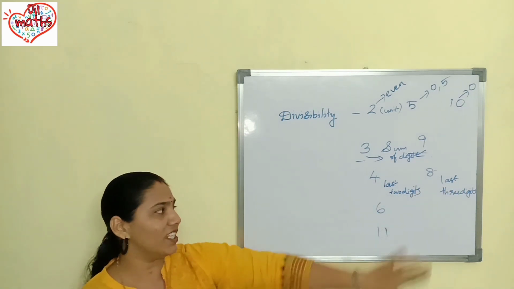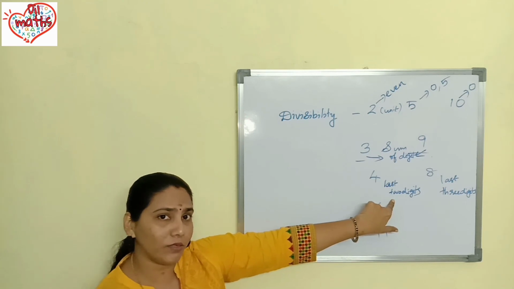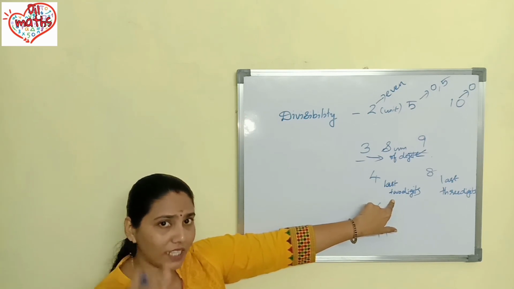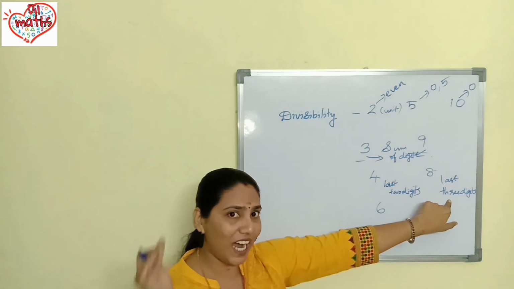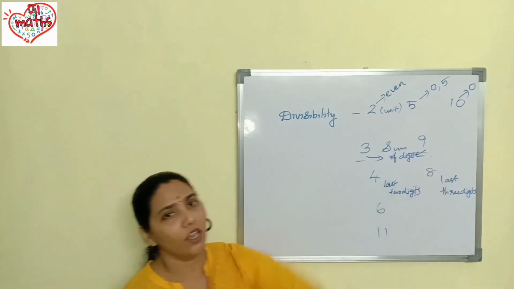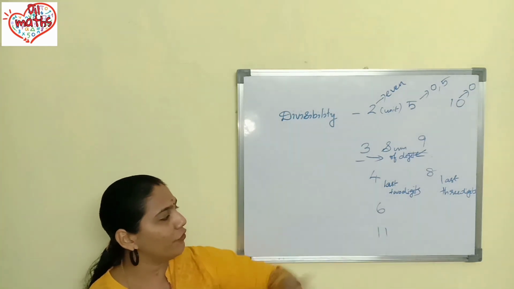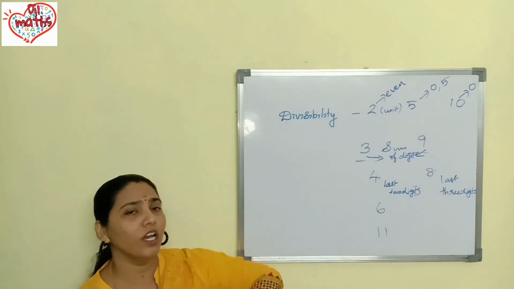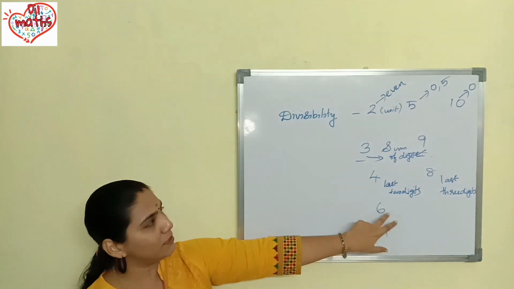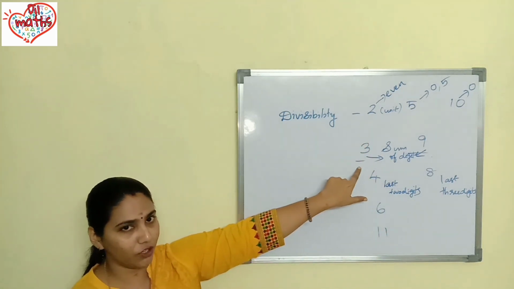Okay. You have to check whether the number formed by the last 2 digits is divisible by 4. Here you have to check whether the number formed by the last 3 digits is divisible by 8 or not. Okay. Then the sixth one: if you are going to check the divisibility of 6, what should you do? First you have to check the divisibility of 2, then you have to check the divisibility of 3.